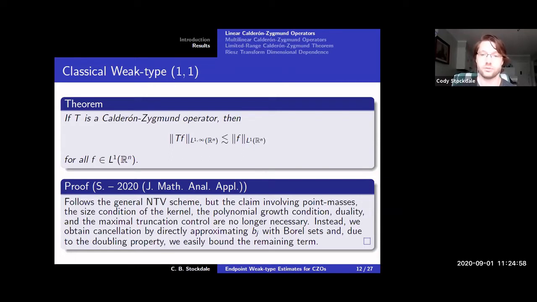So instead, what you do is you would just directly approximate the bad function Bj by some constructed Borel sets. And then you can get a term that looks like the union of these Borel sets, and using the doubling property, you can bound this. So it's a different proof in this classical setting, which in my opinion is easier to understand because you don't have to deal with averages and stopping time arguments and all these things.